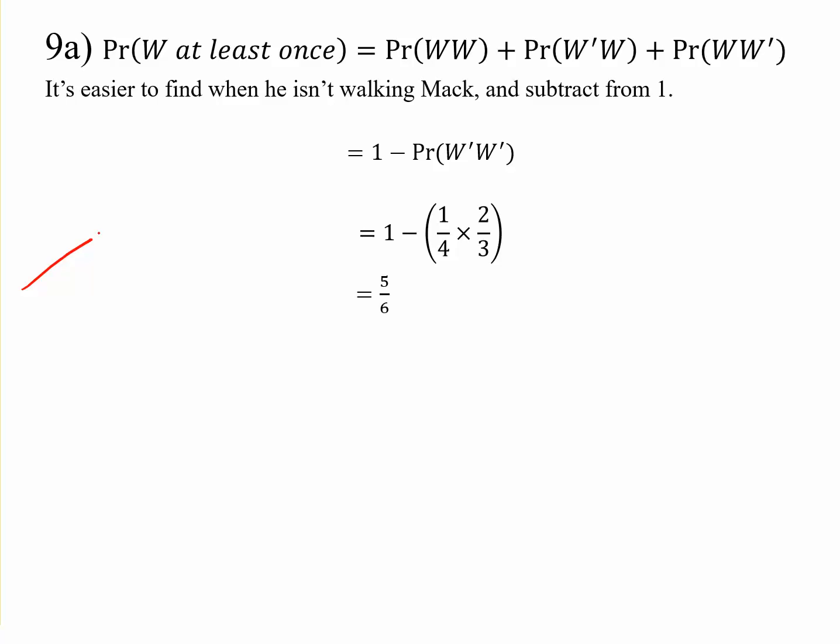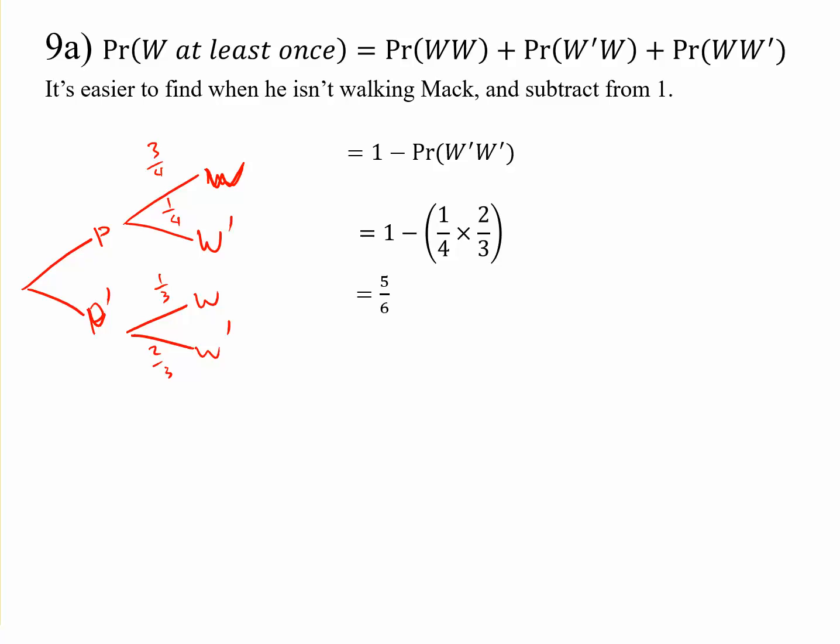You either know it was pleasant or unpleasant. I'm going to do P dash for unpleasant. They said that if it's pleasant, you would walk Mac. I'm going to do W for walking and W dash for not walking Mac. 3/4 if it's pleasant, that means it's a quarter that's not walking. Whereas if it's unpleasant, the chance of you walking was 1/3, therefore 2/3 is not walking on an unpleasant day. Okay?